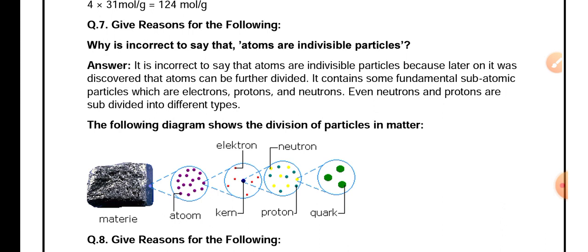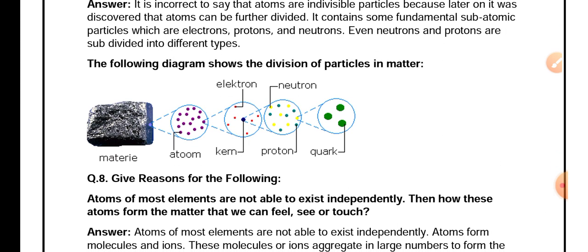The following diagram shows the division of particles in matter. Here, matter, atom, electron, proton, neutron and quark.